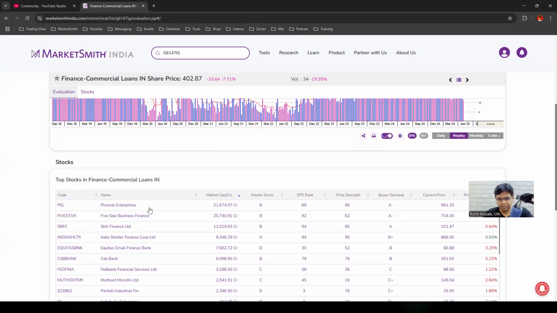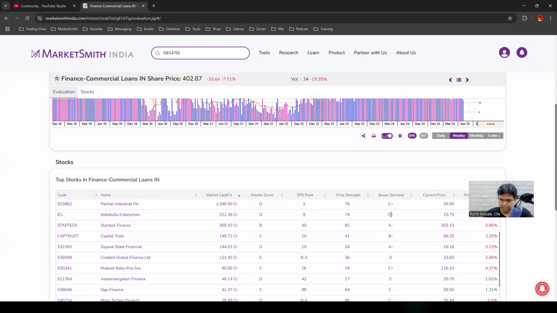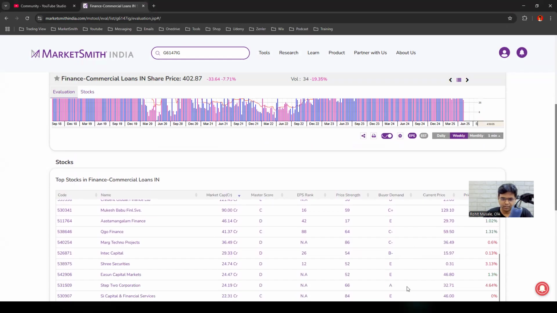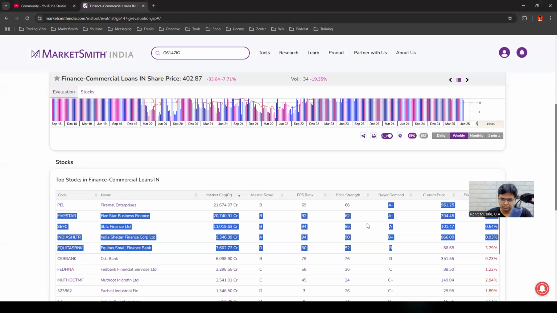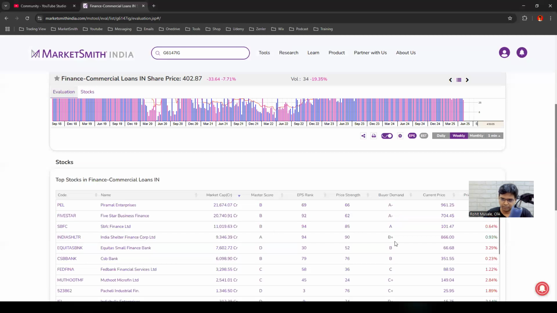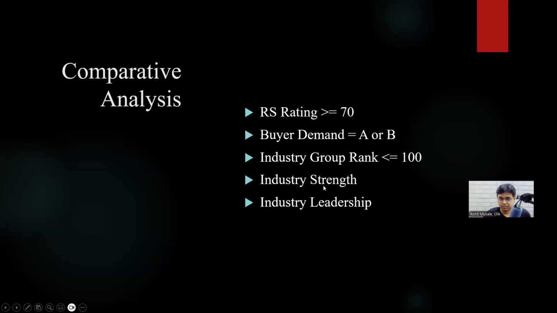So in such cases, better to look at the top 3 or 5 stocks in the industry group, because the remaining are really not relevant. You see buyer demand C, D, C, D, C. They don't have institutional demand. Majorly, the demand is coming in the top 3, top 5. So very simple. You just check these out of 5.